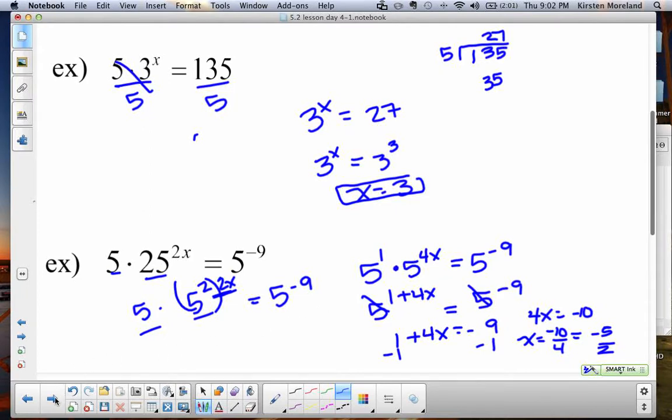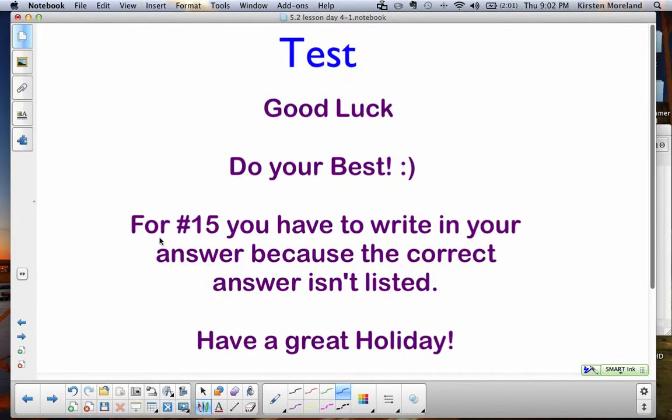Right? I hope that helps with your solving. Good luck on your test today. Do your best. Please note that for number 15, you're going to have to write your answer in because the correct answer isn't listed. And have a good holiday. I will see you when we return.